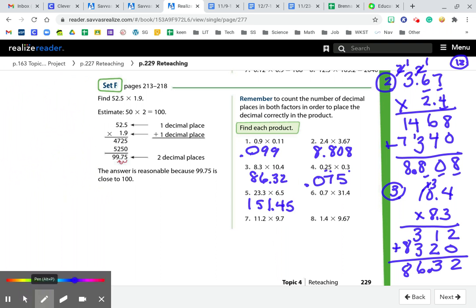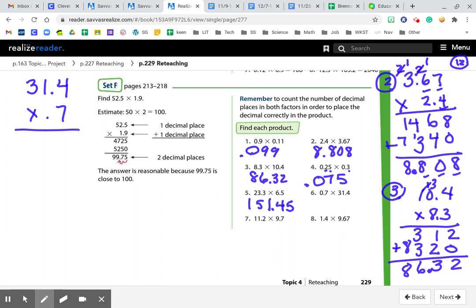Number 6 is, again using the commutative property, I'm going to reverse the order of the values. 31 times something less than 1 is going to be less than 31. 7 times 4 is 28. Carry the 2. 7 times 1 is 7, plus 2 is 9. 7 times 3 is 21. Two digits in decimal place value in the problem, 2 in the answer. My answer is 21.98, and that is less than 31.